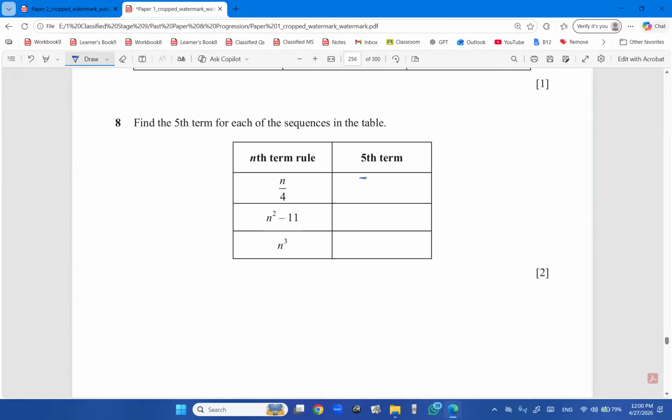They want to find the fifth term, so you need to write 5 over 4, or 1.25 is also accepted. Here, 5 squared is 25 minus 11 is going to give you 14. And here, 5 cubed is 125.